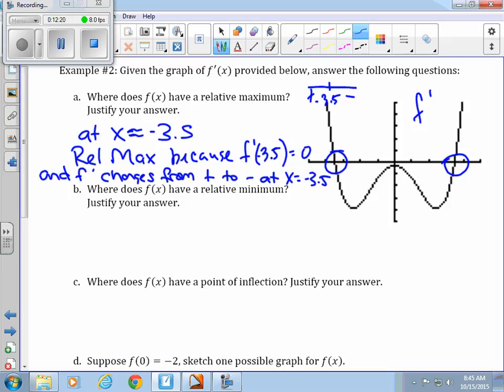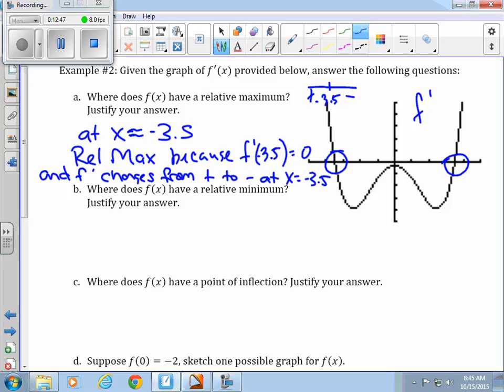I want to overemphasize that they will not grade your sign chart, even though your sign chart says that. You have to put that in words. Now the words you use, I didn't use full sentences and exact punctuation. That's okay, but you do have to put it in words. How do you know it was negative? So at -3.5, the derivative changes from positive to negative.